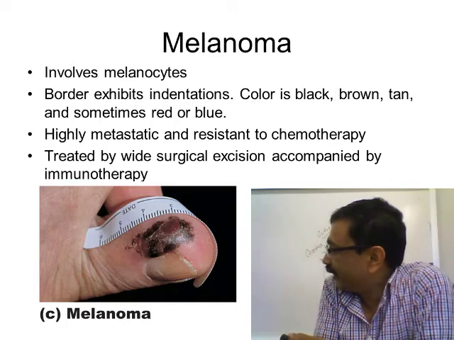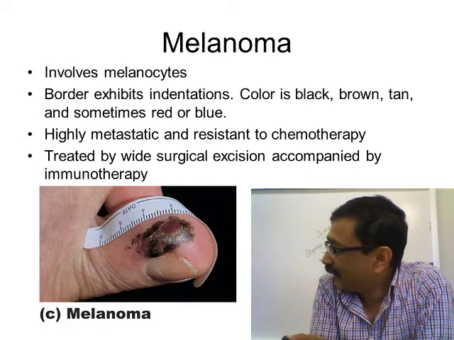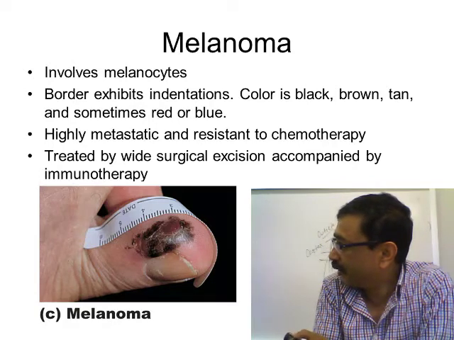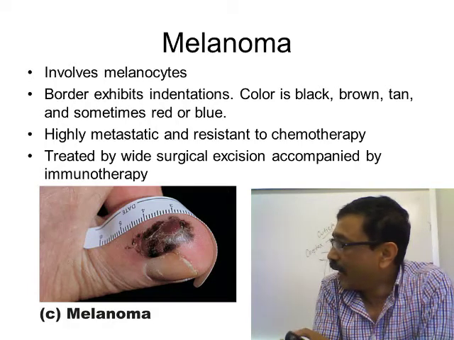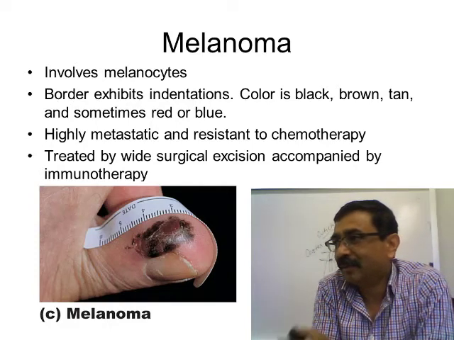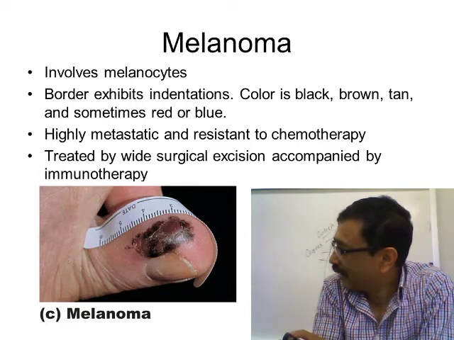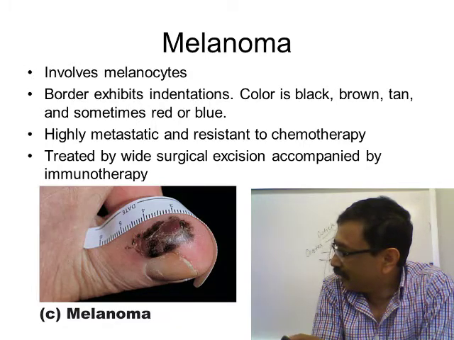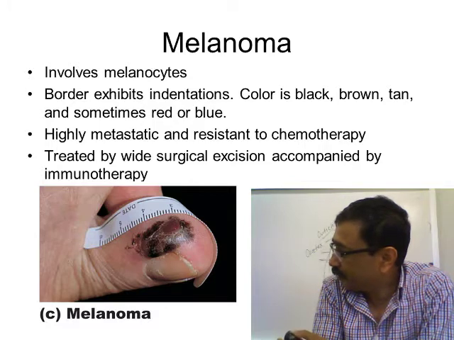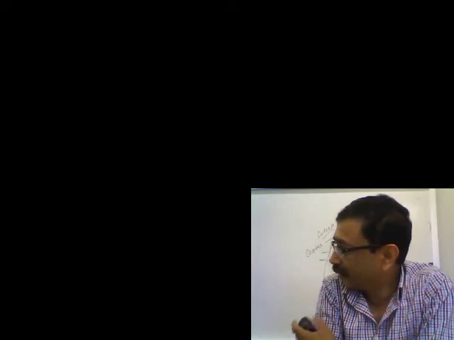Melanoma is highly metastatic and also highly resistant to chemotherapy. So this type of cancer is difficult to treat by chemotherapy or radiation. So you need widespread surgical removal. Since metastasis is high, the spread of abnormal cells is high. So you have to remove a lot of tissue, not only from the area you can see from outside, because you might have abnormal cells further away from that site. So you have to make a widespread surgical excision or removal.